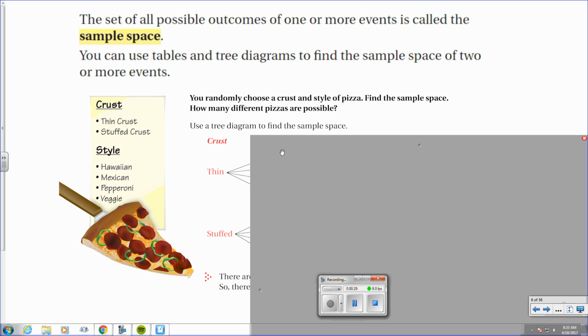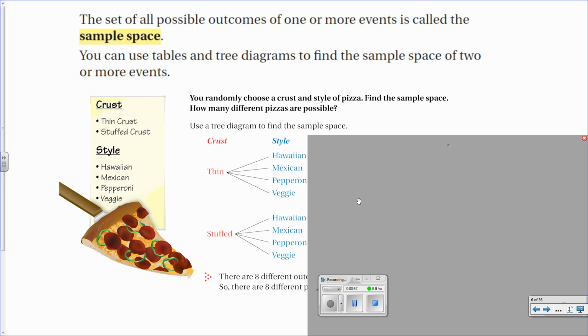So let's look at this example with pizza. You randomly choose a crust and a style of pizza, and you want to find a sample space to find out how many different pizzas are possible. You don't have this on your paper, but up here my crust choices are either thin crust or stuffed crust. So that's the first thing you've got there on your table. And then you can either have Hawaiian, Mexican, pepperoni, or veggie. For your styles, you can just go ahead and use H for Hawaiian and M for Mexican, but you want to fill this in.